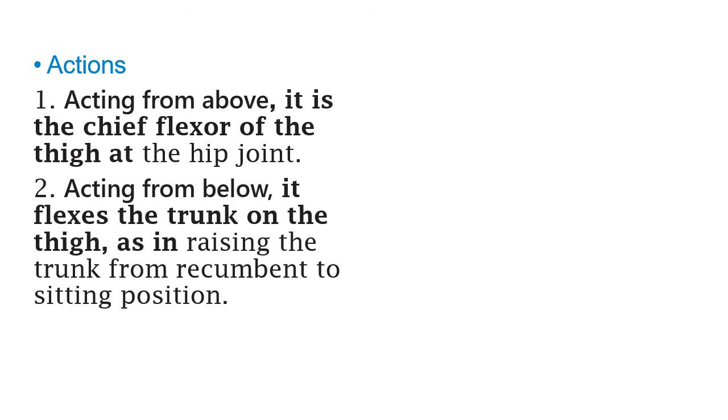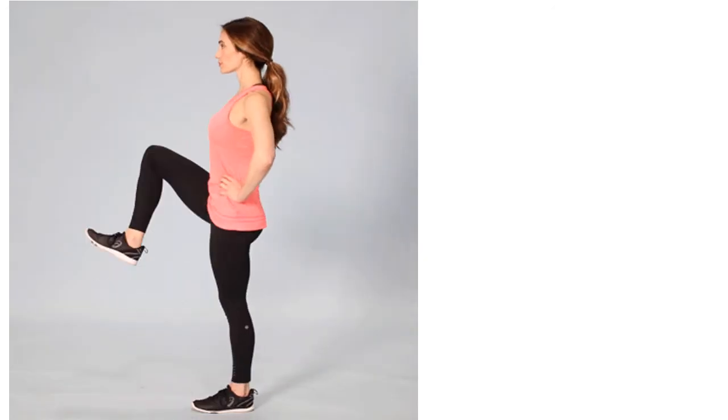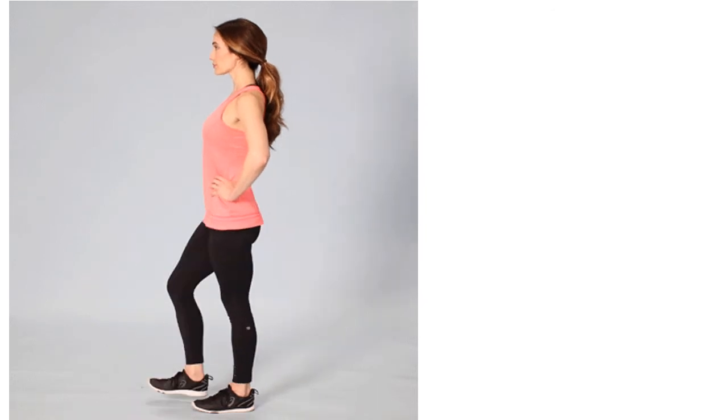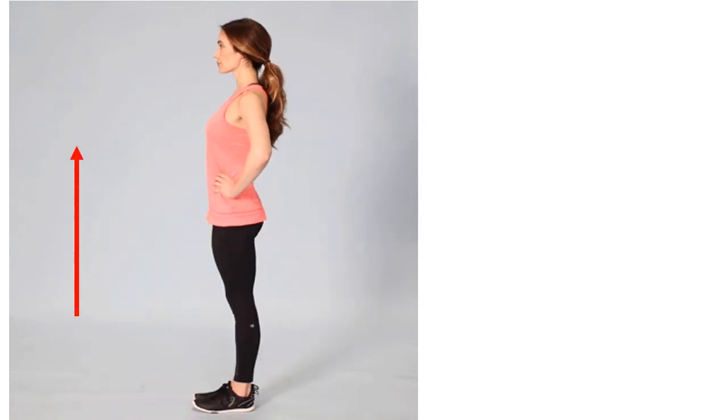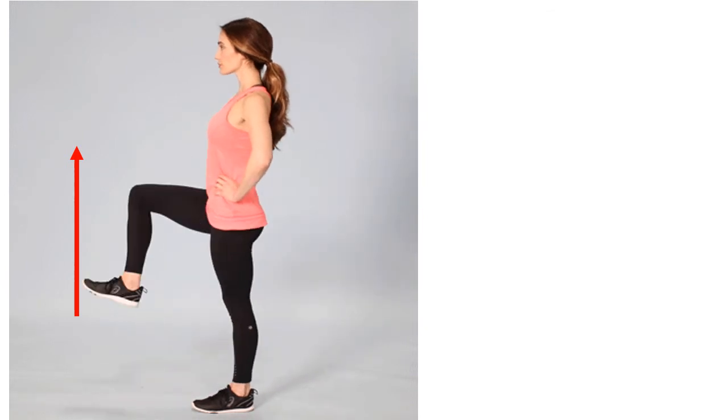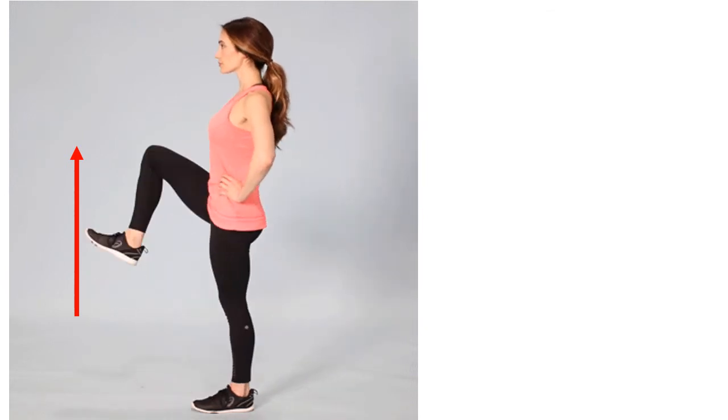Actions of it. What are the actions of the psoas major? So acting from above, it is a chief flexor of the thigh. So in this picture, you can identify it as a chief flexor of the thigh. So you can see the movement of this flexion. The flexion is caused by this psoas major muscle.